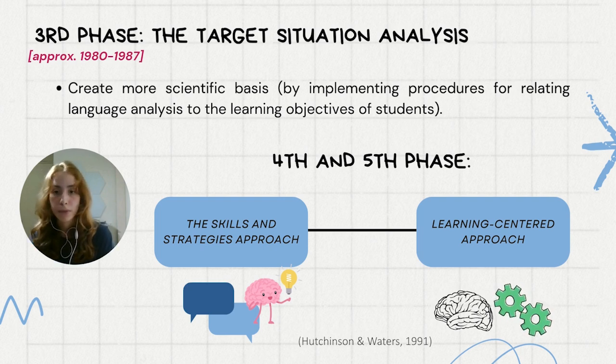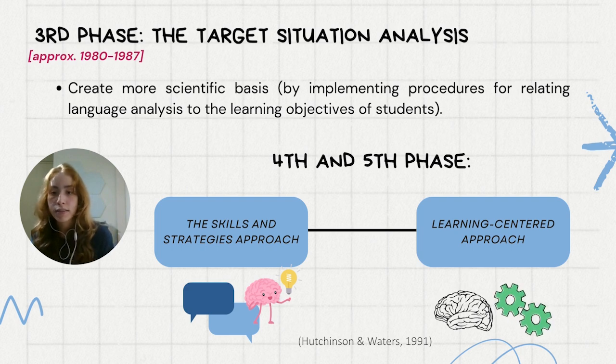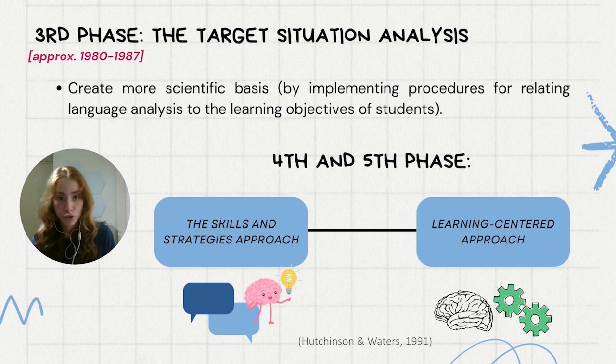And following with this slide, even though I said there were three phases, there were also two others: the skills and strategies approach, and the learning centered approach. In the skills and strategies approach, the idea was to look below the surface and to consider not the language itself, but the thinking processes that underlie language use, while the learning centered approach focused on the importance and the implications of the distinction between language use and language learning.